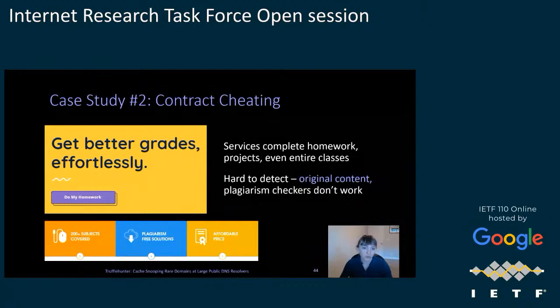It's pretty hard to detect when a student is using this because they're not actually plagiarizing. They're not copying work that exists already. They're hiring someone to create original content for them. Of course, your mileage may vary. Some of these services are better than others, but there are a few that are good enough to get A's in most cases, even including college and sometimes graduate classes.